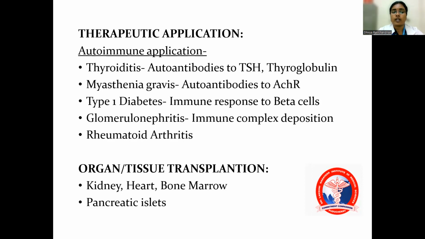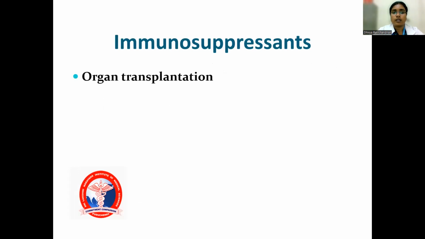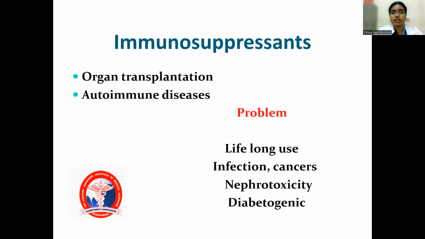And also in organ or tissue transplantation like kidney, heart, bone marrow transplant, and also in pancreatic islet transplantation. Mainly, immunosuppressants are given for organ transplantation and autoimmune diseases, as we already saw. The main problem of these immunosuppressants is that they have to be used lifelong. Infection can occur, sometimes cancer can also be a side effect, and they are highly nephrotoxic and also diabetogenic.